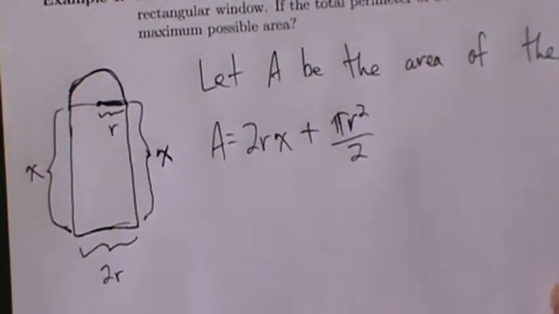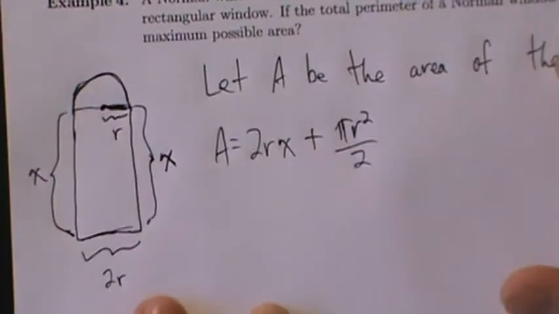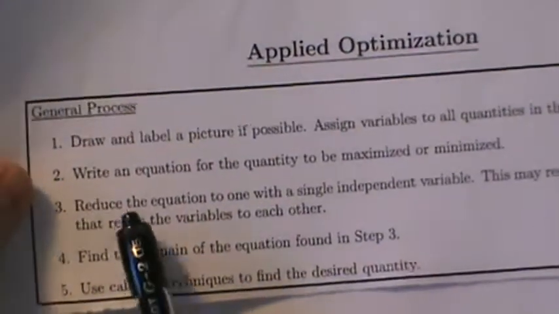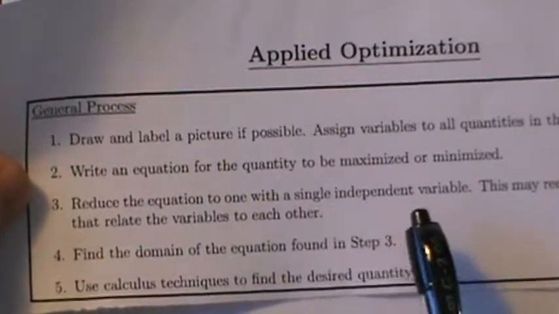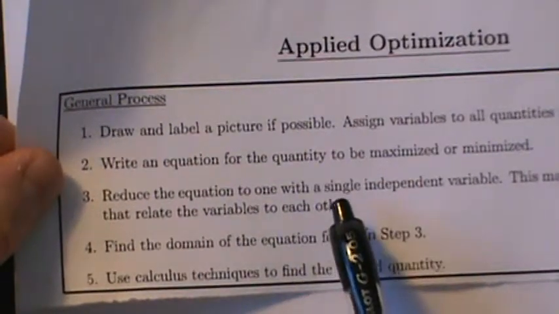Okay, so that's going to be the area of this entire Norman window: 2rx for the rectangular piece, and then we add pi r squared over 2 for the semicircular piece. Okay, so that's the area there. And that's really it for step 2. Write an equation for the quantity to be maximized or minimized. Now step 3, reduce the equation to one with a single independent variable, and this may require secondary equations that relate the variables to each other. All right.